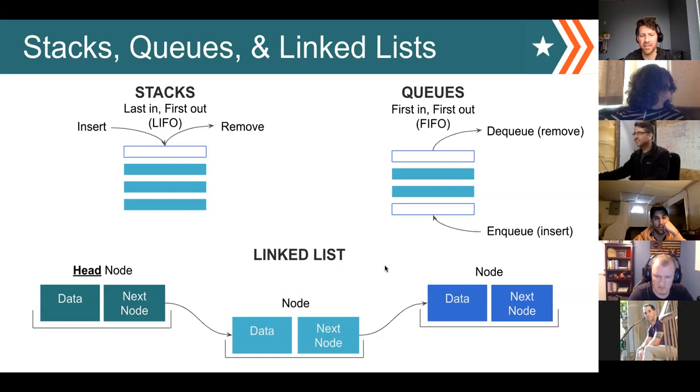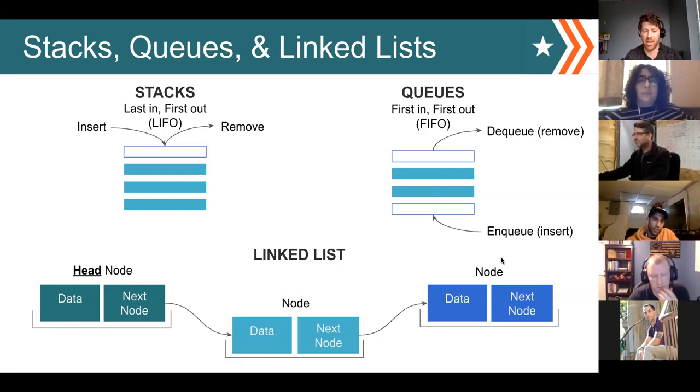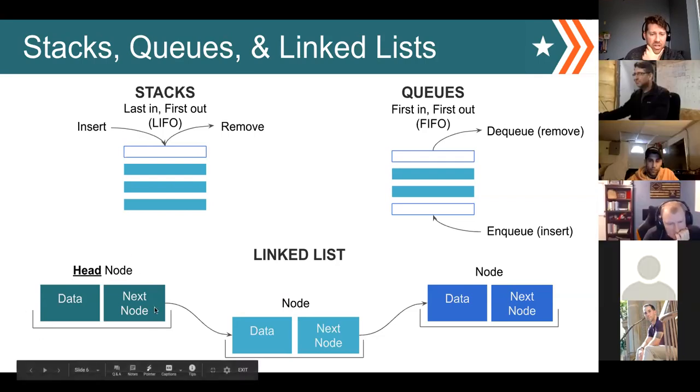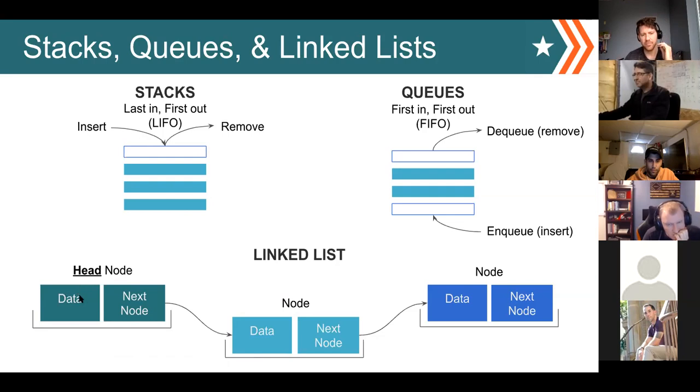But now we get to linked lists. Linked lists are a little more complex, as I said. This is the first time we're seeing these things called nodes, which we haven't seen before. We have this head node, and a linked list consists of multiple nodes, each of which is its own little data structure. Can anybody tell me what a node is?